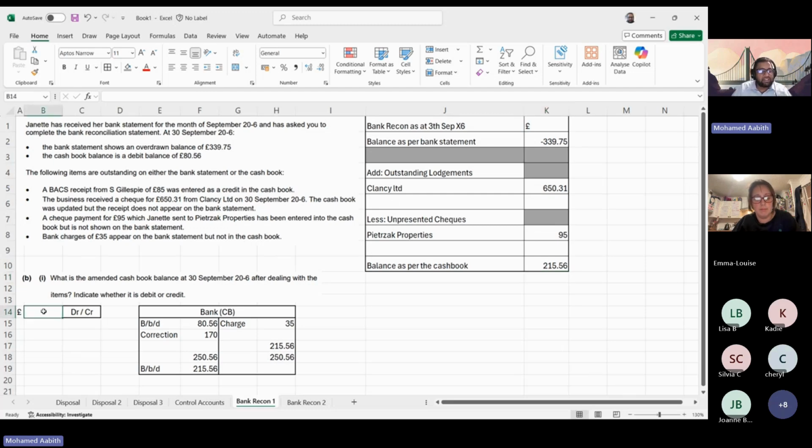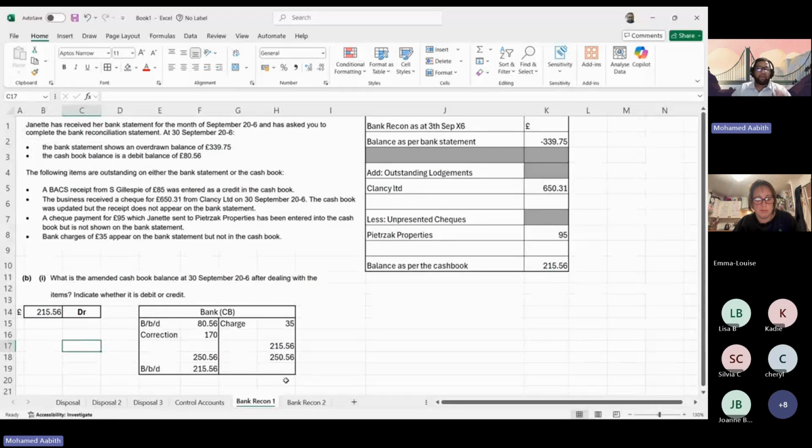They're asking here, what is the cash book balance on 30th of September after you deal with the items? So you're going to say £215 and 56 pence. And is that a debit or a credit balance? So we know for a fact this one is a debit balance and this one is not the answer. So credit, I'm going to simply say, oh, can I strike through it? No, I can't strike through it. All right, okay, so just the debit. So I'm going to delete this one. I don't need this. Just the debit balance here.